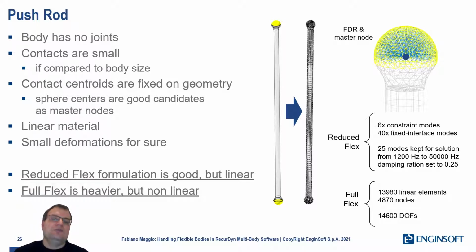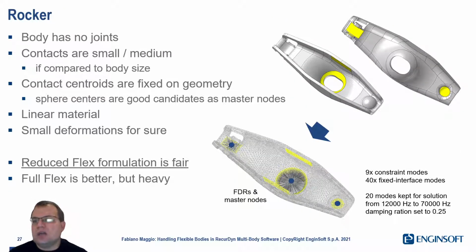If we keep the full flex formulation with this number of elements and nodes, we have roughly 15,000 degrees of freedom. So 25 versus 15,000. You understand how the computational effort is going to be affected. The rocker body. This has no joints. Contacts are again small in extension compared to the size of the body. And the centroids of the contact areas are not moving with respect to the body. So again, we might think to use a reduced flex formulation.